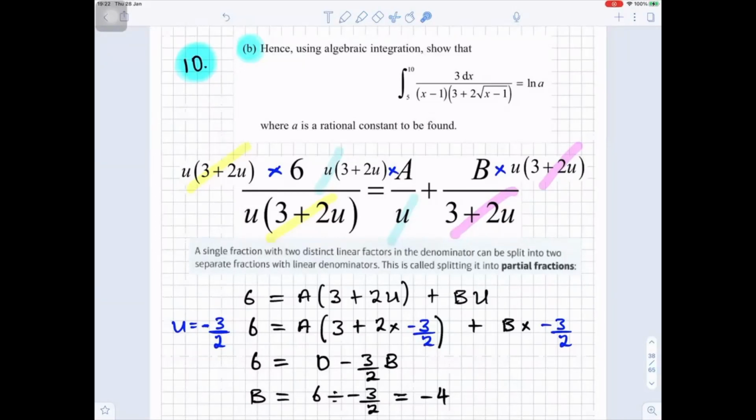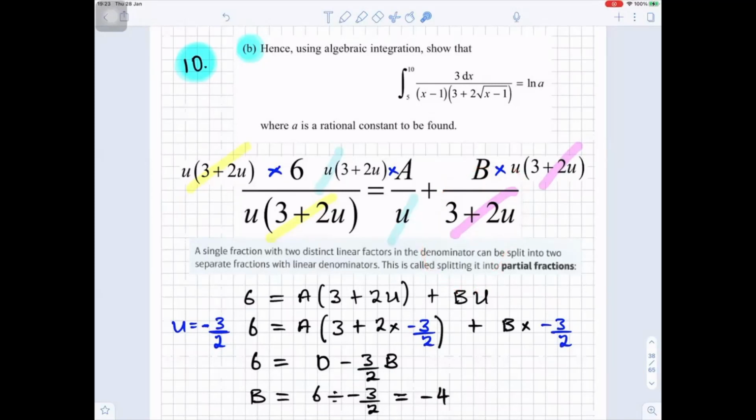So you can multiply the numerator and the denominator by this same u bracket 3 plus 2u. You multiply u bracket 3 plus 2u times this one times a, and u bracket 3 plus 2u times b. So this would cross out with the first one, so you're left with 6. The u would cross out, so you're left with a bracket 3 plus 2u, and 3 plus 2u will cross out, so you're left with b and u.